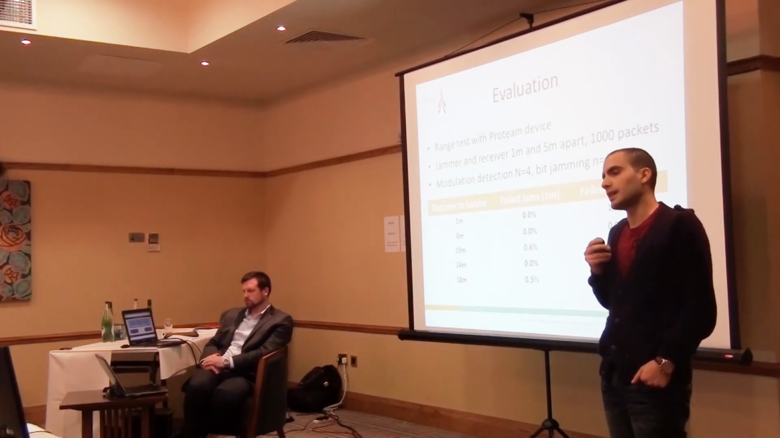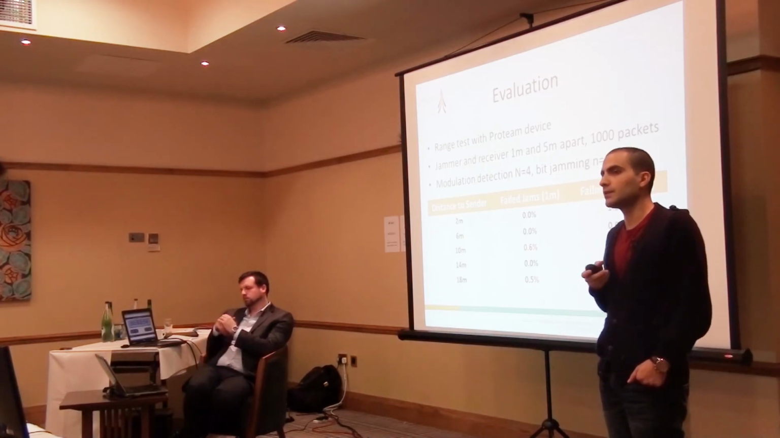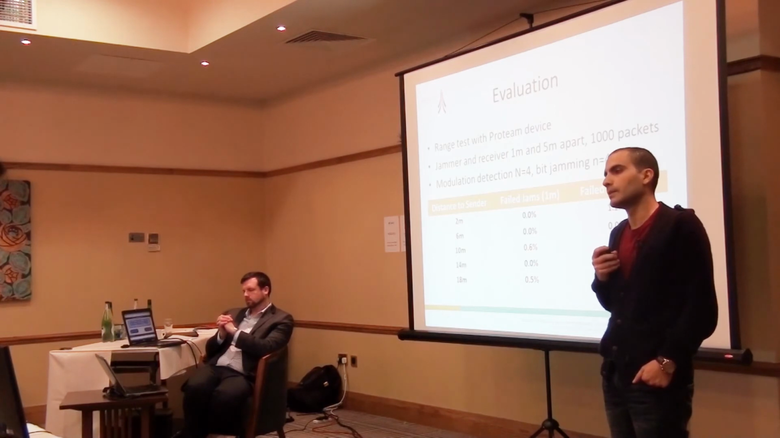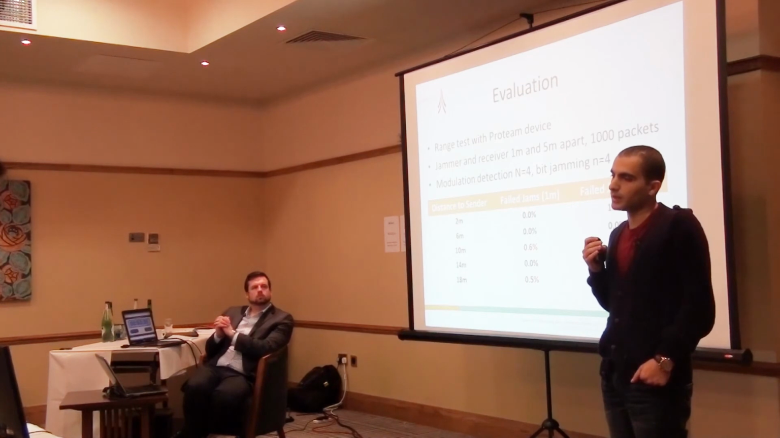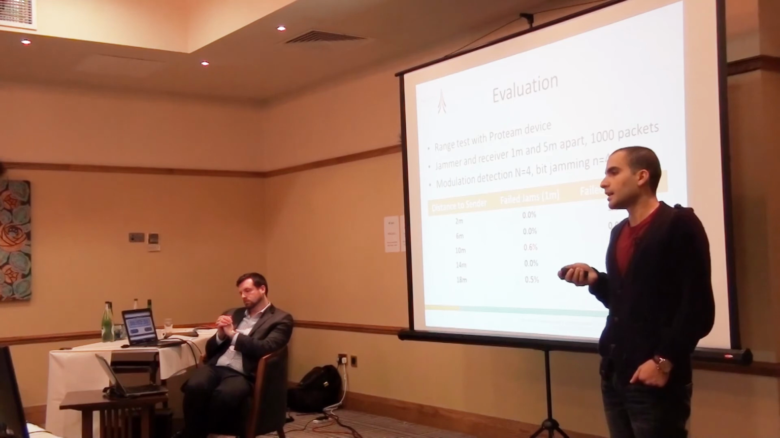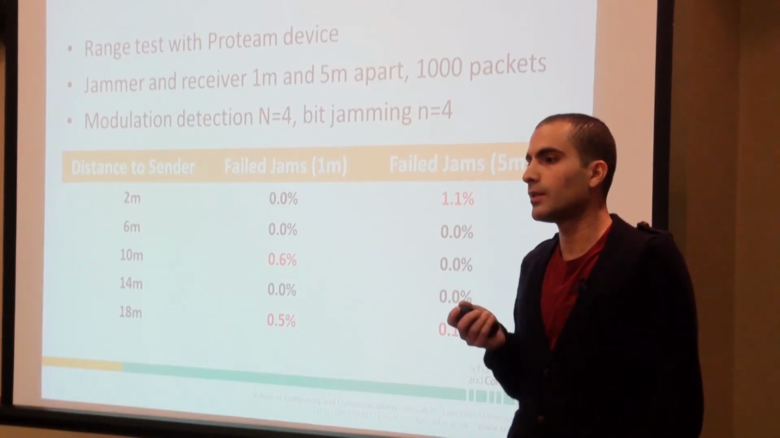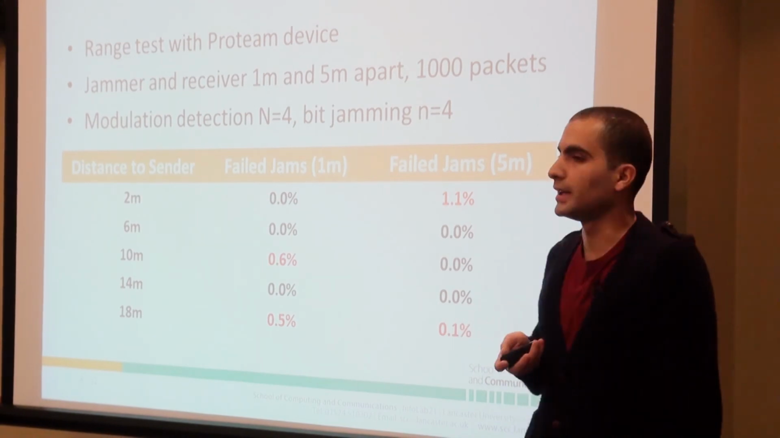We have two different tests. The first one is the range test. We did this with ProTeam devices. We located the jammer and receiver at 1 meter and 5 meters, and we sent 1,000 packets. We have 4-bit modulation detection, and we have 4-bit jamming. Sender and receiver are located 2, 6, 10, 14, and 18 meters apart. As you can see, for two different distance options, we have a very small failed jam rate.